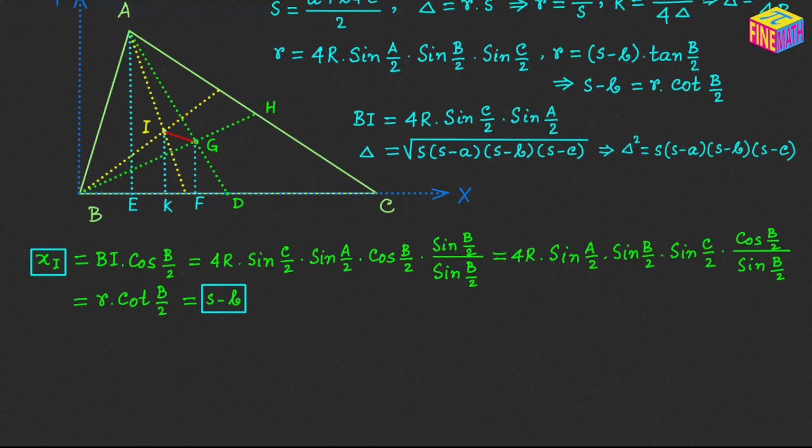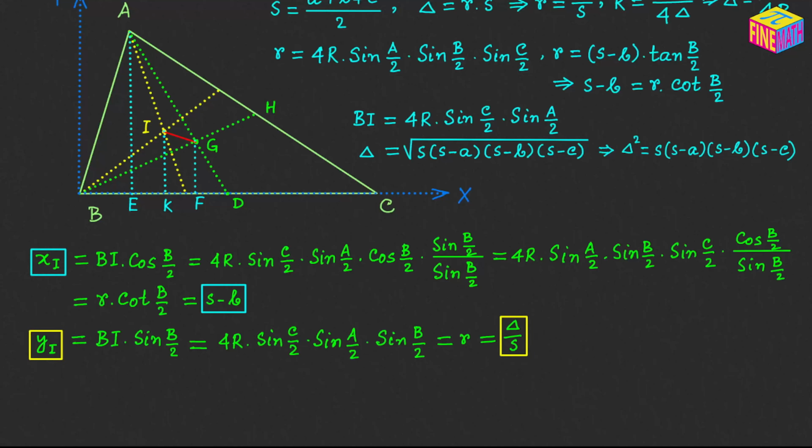And similarly, we are going to find the y coordinate of the incenter, and the y coordinate is nothing but the distance IK, and that distance can be written as BI times sine of half of B. And if we substitute the value of BI, then it can be written like this. And if you carefully look at it, this is nothing but the inradius. The formula for the inradius is exactly like that. So we are going to denote this quantity as lowercase r, and then this lowercase r can also be written as delta over s, and that is the y coordinate of the incenter.